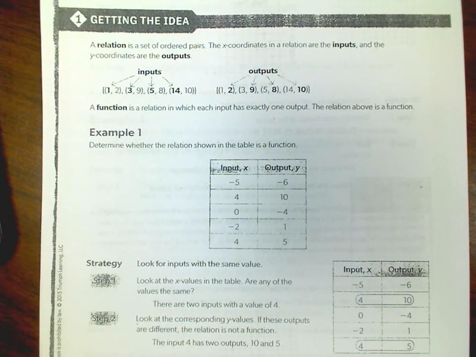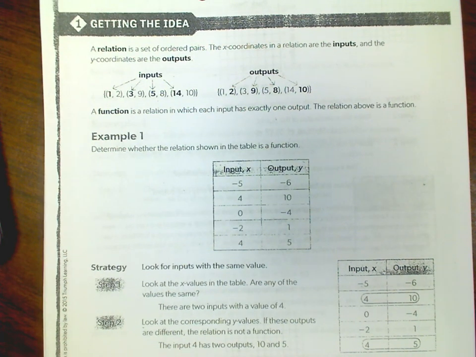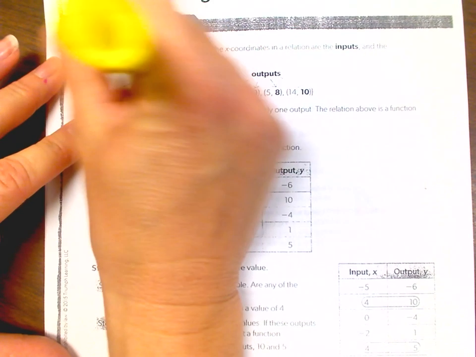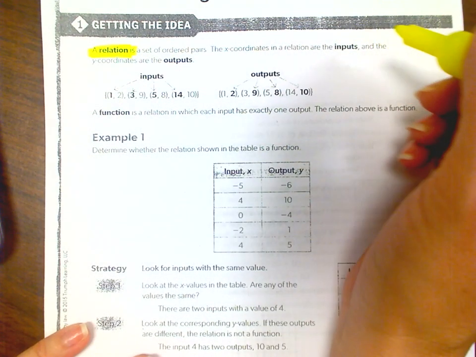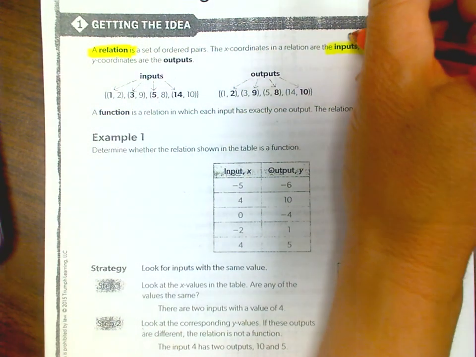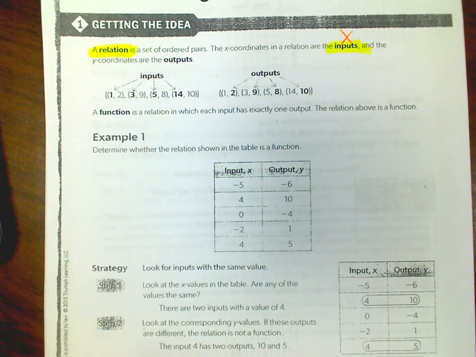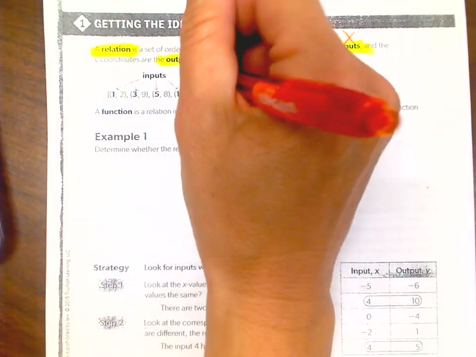This is lesson 6 of our STAAR review, introducing functions. Okay, some vocabulary we're going to go over is a relation. A relation is a set of ordered pairs. The x-coordinates in the relation are the inputs. So over inputs, I'm going to put a big X here. And the y-coordinates are the outputs.